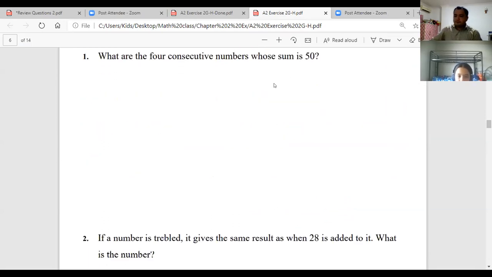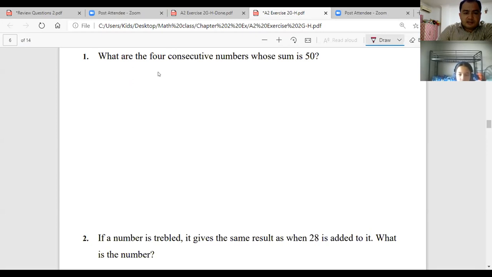What are the 4 consecutive numbers whose sum is 50? Well, I think it was 12, 13, 14, 15. Can you solve this? Can you just write those four numbers? 12, 13. No, not like this, Shahina. Here we are using algebra. Even if you know the answers, you need to show your method here.